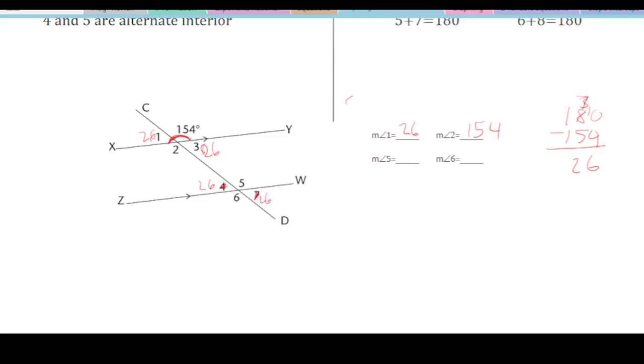Angle 5 is corresponding to this main angle here. So angle 5 is also going to be 154 degrees, and angle 6 is vertical to that. See our vertical angles? And so that one's also 154 degrees. But basically, we can find the measure of any angle given one of those angles.